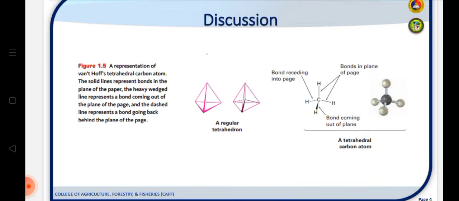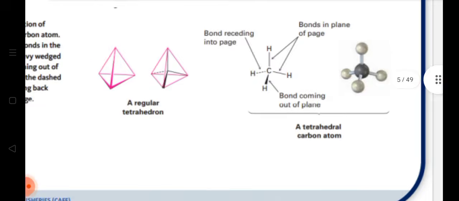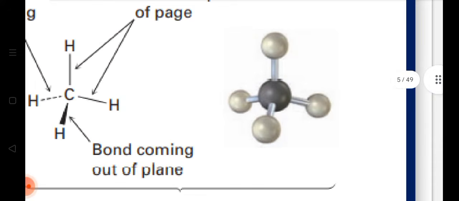While the dashed line, the bond is going away, so it looks like it's going behind the paper. This is the way we clarify that it is really 3D. So, are you familiar with 3D? 3D means three-dimensional, okay? So our molecules or organic compounds have a three-dimensional form even in just a drawing. And here we can see the ball and stick model, okay?